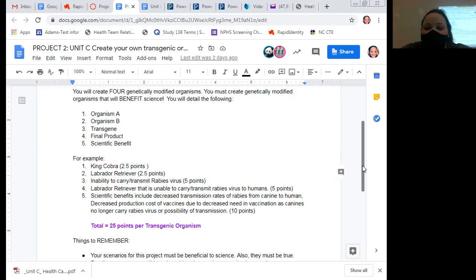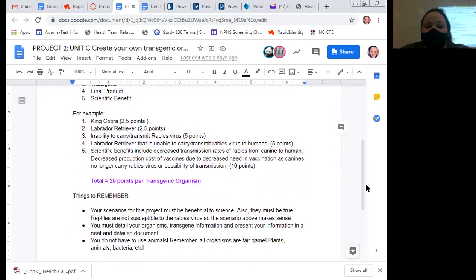Some things to remember is that your scenarios for this project must be beneficial to science. So yeah, I think it would be awesome to have a bright purple dog, but what's the reason we would have a bright purple dog? And guys, we can make anything beneficial to science, such as if we were to have a bright purple dog, then society would be able to very quickly recognize those who are utilizing animals for seeing eye dogs. So be creative with this. This is your opportunity to think outside the box.